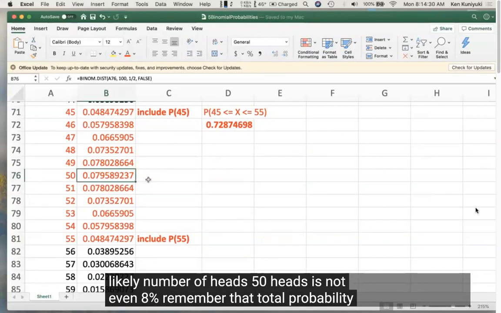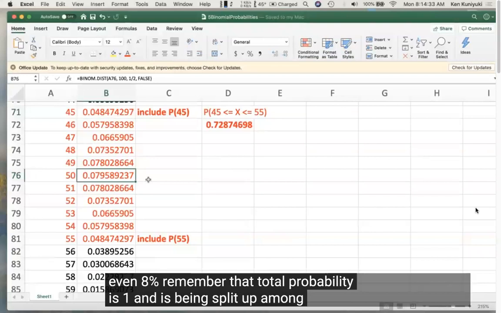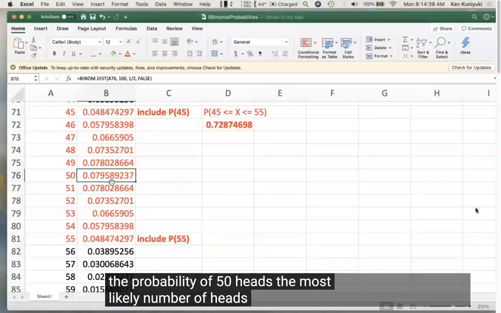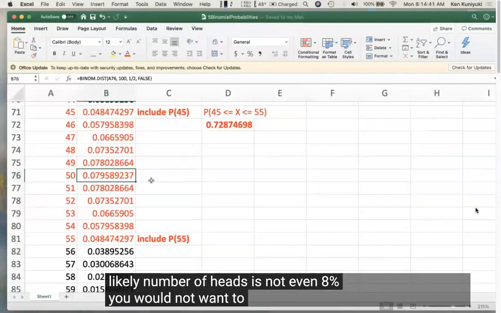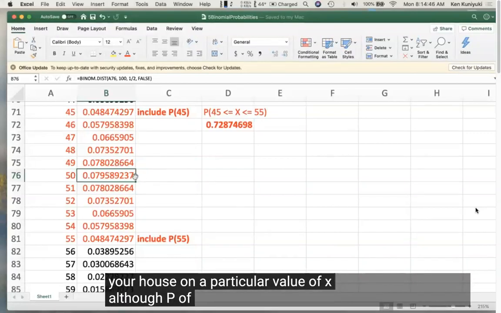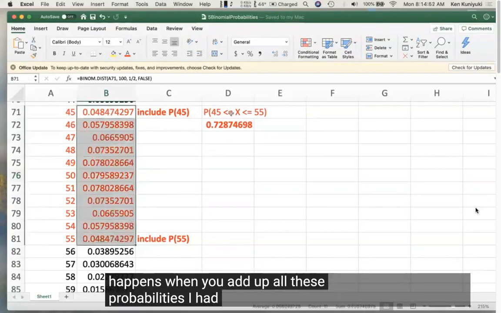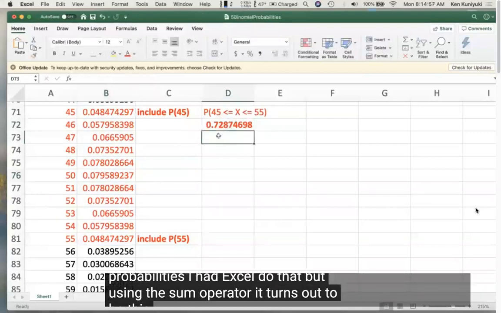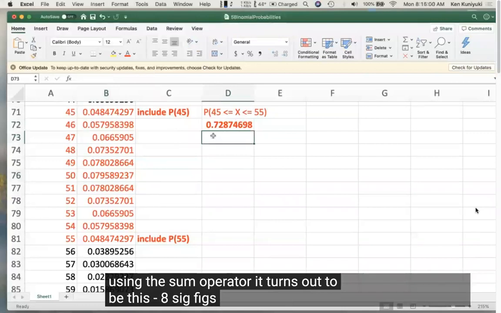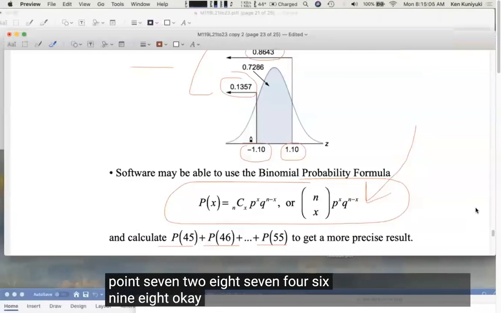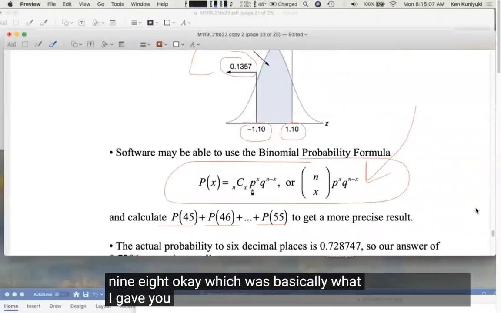Remember that total probability is 1 and is being split up among all these different possibilities. And even the probability of 50 heads, the most likely number of heads, is not even 8%. You would not want to bet the farm or your house on a particular value of x, although P of 50 is the highest. So what happens when you add up all these probabilities? I had Excel do that by using the sum operator. It turns out to be this, to 8 decimal places, 0.72874698. Okay, which was basically what I gave you over here.